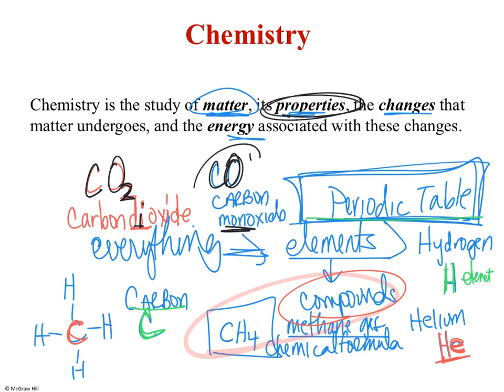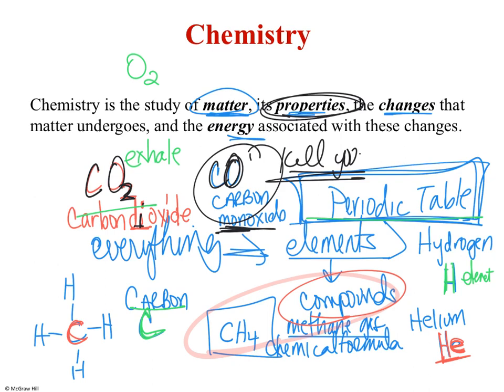Now they have different properties, okay? So this will kill you. It will bind to your hemoglobin and suffocate you because it binds so tightly to your iron that your iron and your hemoglobin in your blood cannot exchange to get oxygen into your cells. And that's why carbon monoxide is very deadly. Carbon dioxide is what you exhale. So if I breathe in, I'm breathing in oxygen, O2. When I exhale, I'm exhaling carbon dioxide.